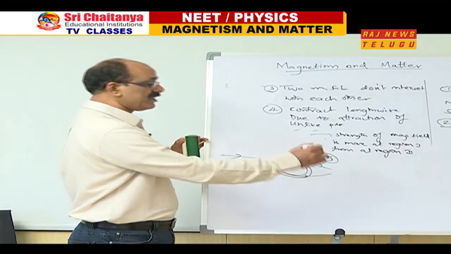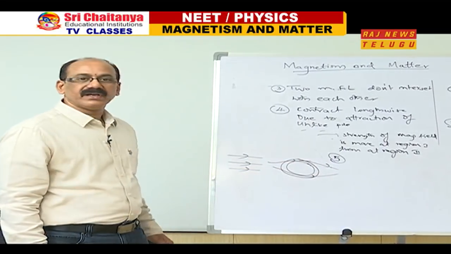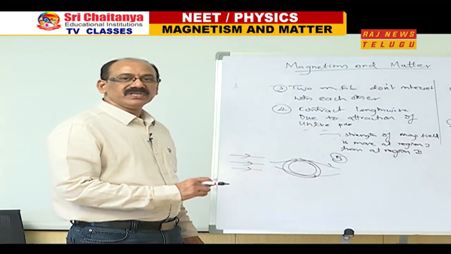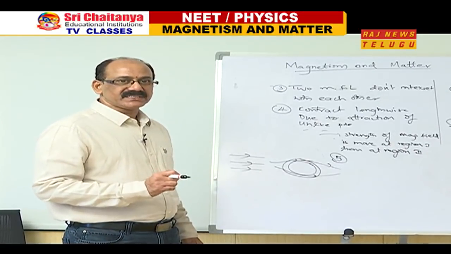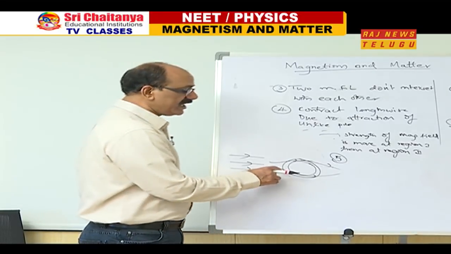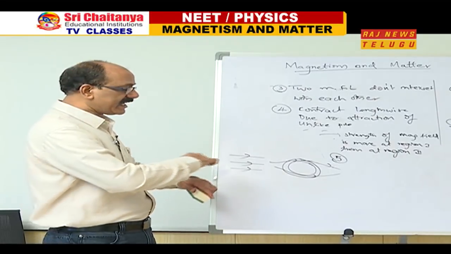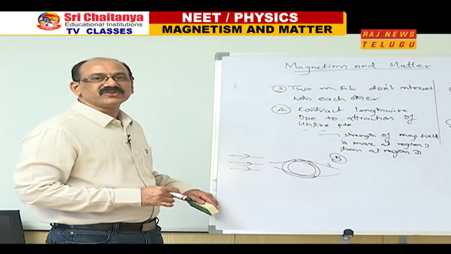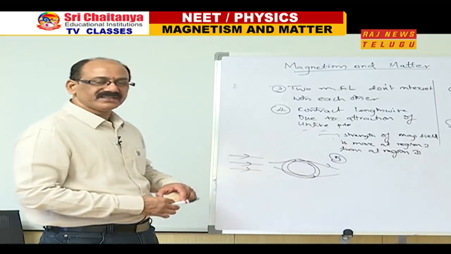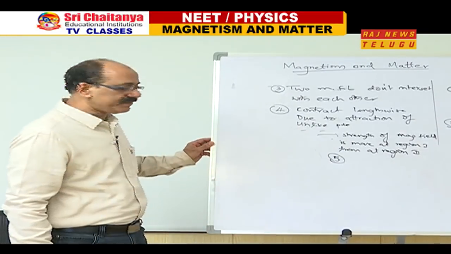This property can also be made use of for safeguarding sensitive instruments. Like if you want the watch parts to be safeguarded from an external magnetic field, then an iron ring is placed around the sensitive parts so that they can be safeguarded. Okay? So these are the properties of magnetic field lines.